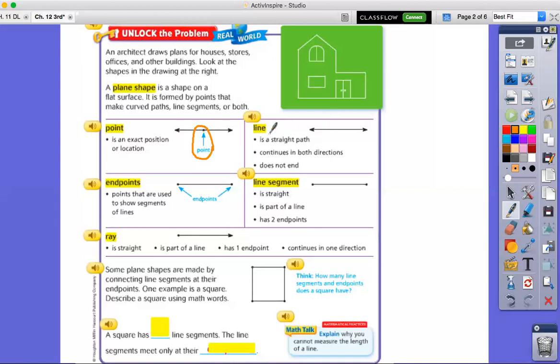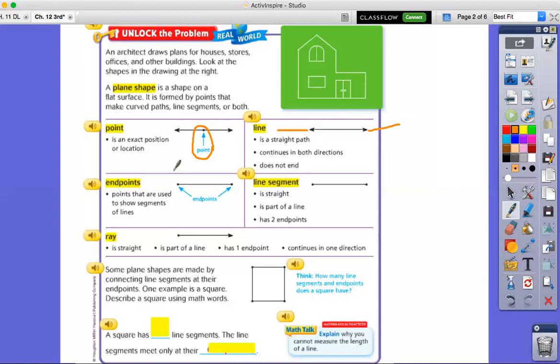A line is a straight path that continues in both directions. It does not end. It goes on forever and ever and ever. So when you have a line, it's going to have two arrows. That means it's going in both directions. It's going to continue this way and it's going to continue that way forever. It's never going to end, okay?